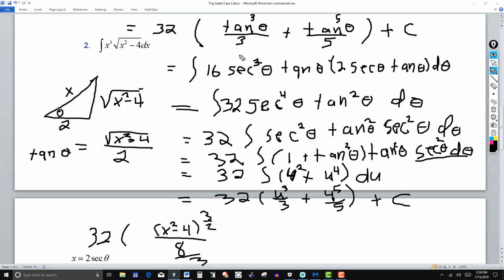Plus, I got, again, the tangent to the fifth, and that's over 5. So this to the 5th power is x squared minus 4. That's the square root, so if I take it to the 5th power, that would be 5/2 power. And that's over 2 to the 5th power, so that's 32. Okay, now we just have to simplify this. And of course I have my constant of integration here.